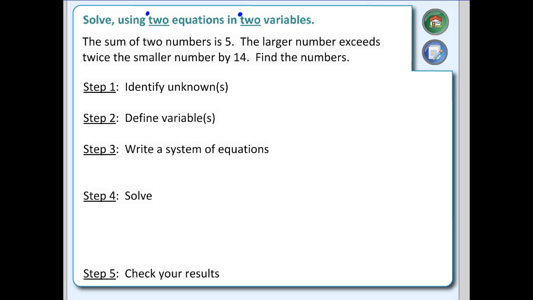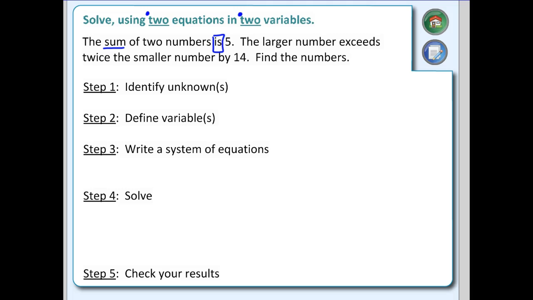So when I look here, it says the sum of 2 numbers is 5. Okay, the sum, that should tell us something. The sum of 2 numbers is 5. The larger number exceeds twice the smaller by 14. Find the numbers.